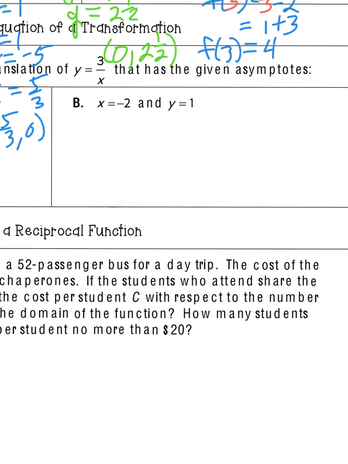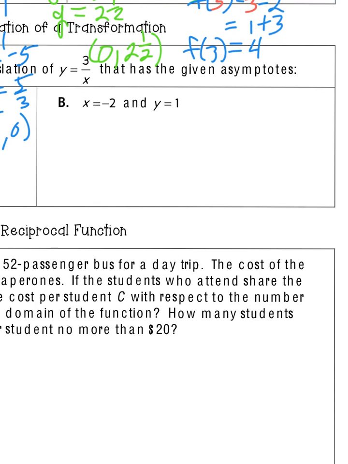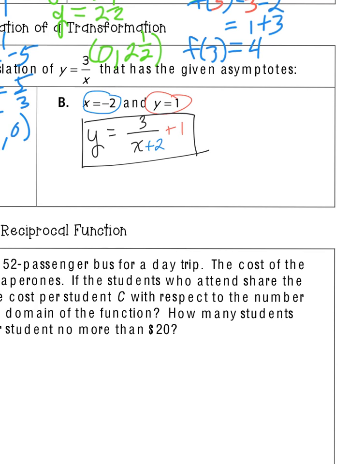All right, so I want you to pause the video and do part B. All right, so if we start off with y equals 3 over x, remember this is our vertical asymptote. It affects our x value, or inside the function. So since it's a minus 2, we want to do the opposite inside the function and add 2. This affects the outside, so we're going to add exactly what we see, a plus 1. And this is your answer.